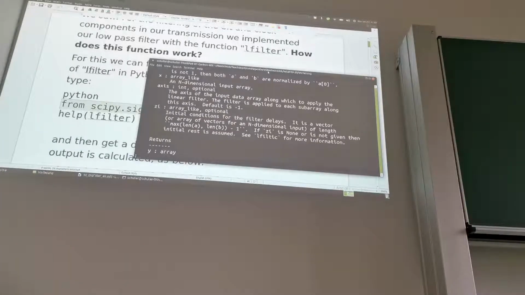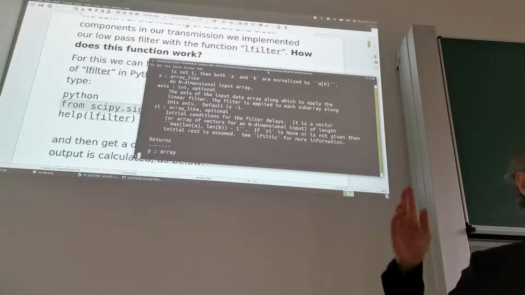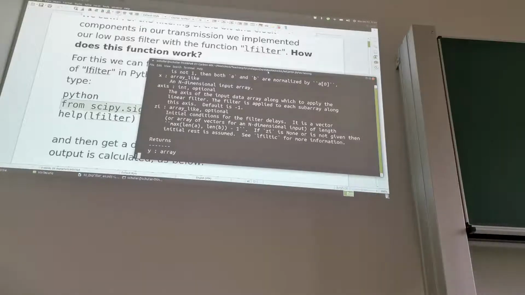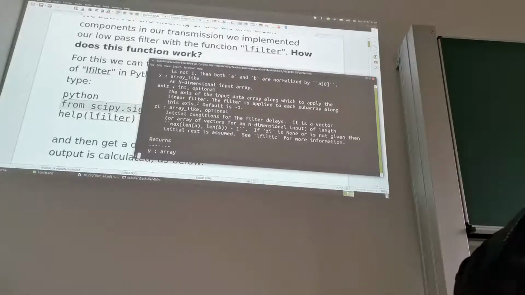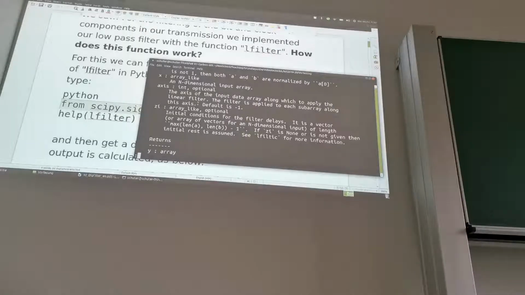So let me go on. x is actually the signal that we want to filter. So this is the array containing the samples of our signal that we want to filter. And axis is only needed if we have a multi-dimensional signal, so that we can tell the function in which direction it should do the filtering, horizontally or vertically. So this is, for instance, relevant if we want to apply it to an image. Then we can tell it along which direction it should filter. And zi is an optional array containing internal memory elements, which we also will see what it does.